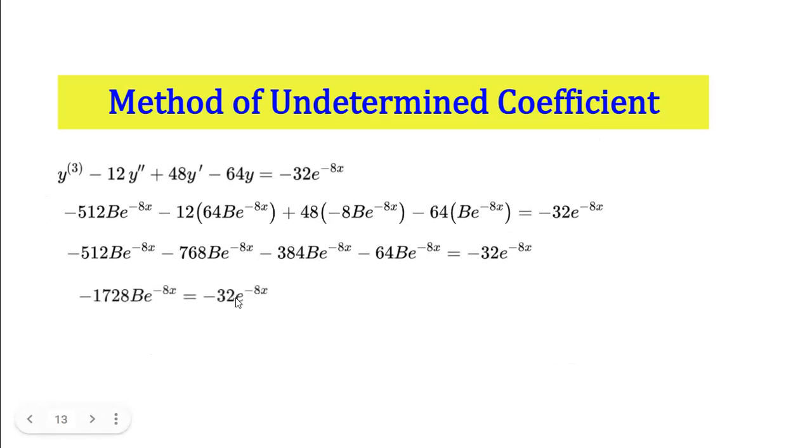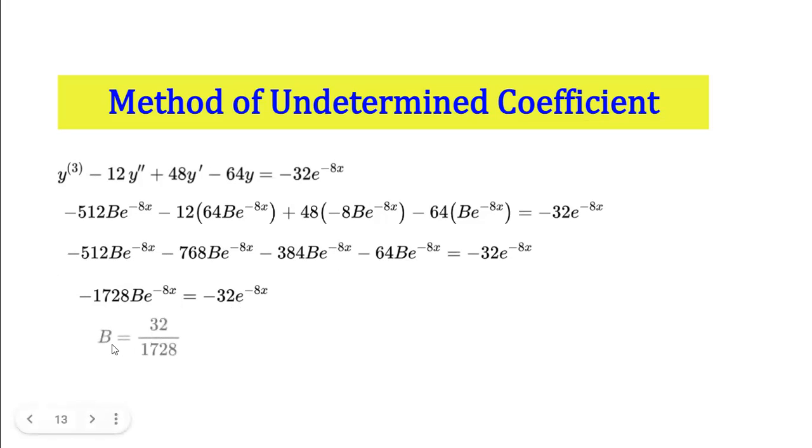So here we can see that e to the minus 8x and e to the minus 8x will cancel out. So what we did there, we added all of these values because all of these values are like terms. So we have negative, negative, negative, negative. It is the same sign, so you add. So we added everything, we came out to minus 1728b e to the minus 8x. So e to the minus 8x will cancel e to the minus 8x.